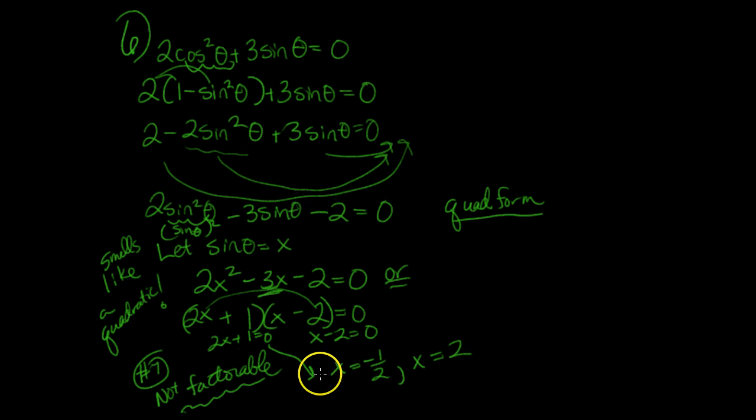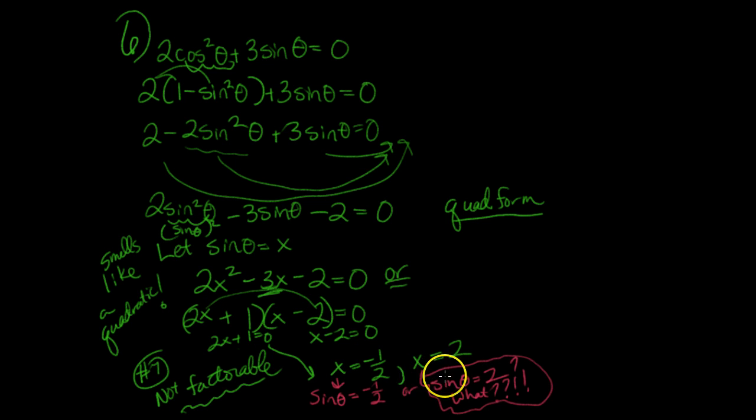Now, remember what x was equal to if we substitute what we had originally said. We said that we let x equal sine theta. So I'm going to put that sine theta back there, and now you have a simpler problem. Sine theta equals negative 1 over 2, or sine theta equals 2? What? Is that possible? It's not possible. Think about the graph of sine. It goes as high as 1 and as low as negative 1. This is out of our range, and remember, we're thinking about the unit circle. It's not possible for this to equal 2, okay?